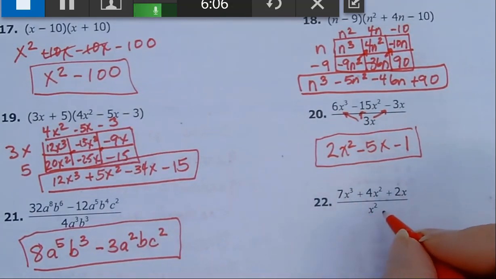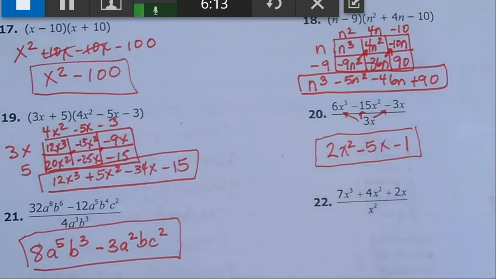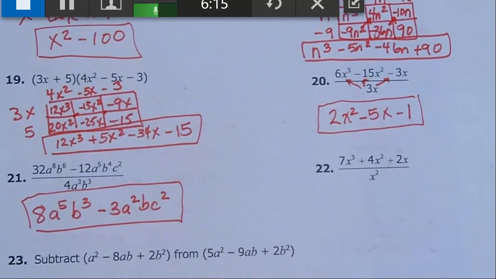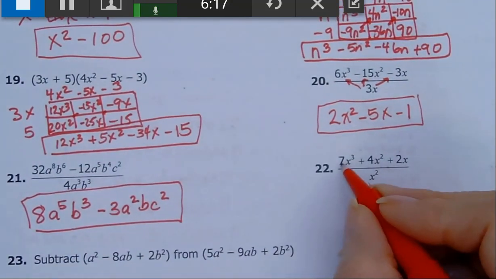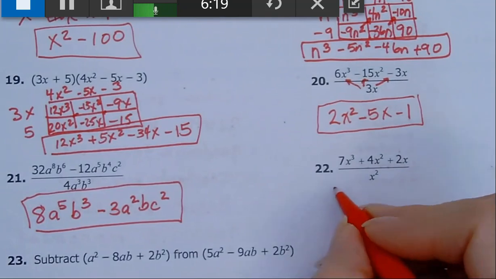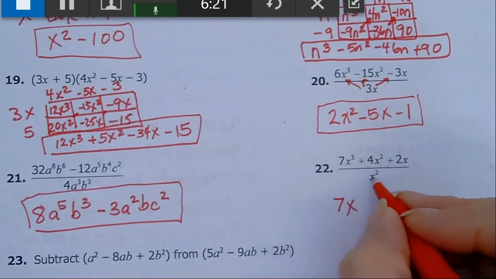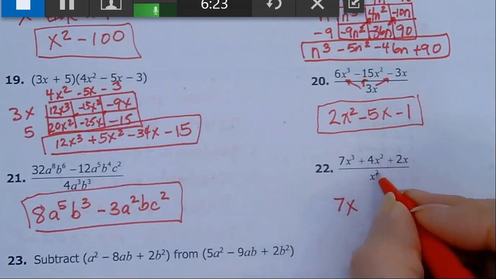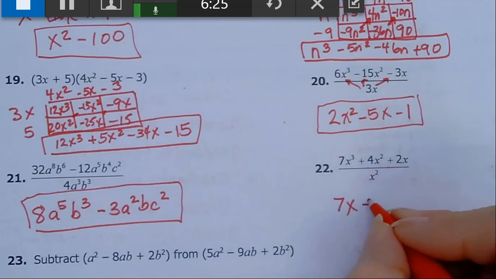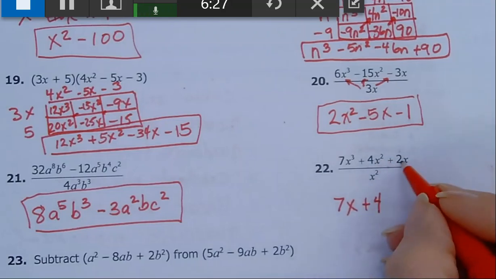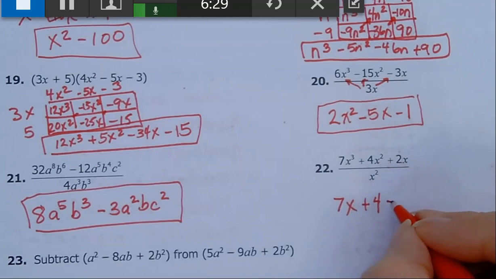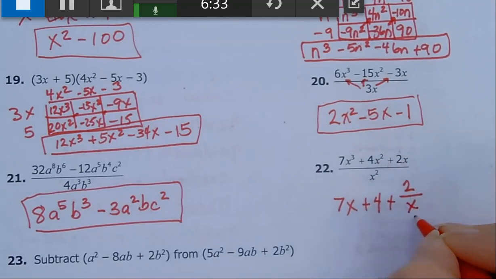And remember that it is possible to divide a polynomial by a monomial and get an answer that is not a polynomial. We can still do the math, it just might not be classified as a polynomial, and that's okay. So 7x cubed over x squared is just going to give me 7x. 4x squared divided by x squared is 1, so I'm just going to say that's plus 4. And then 2x over x squared, I'm going to say is 2 over x.